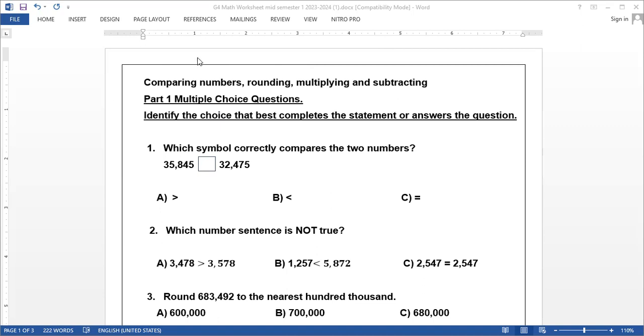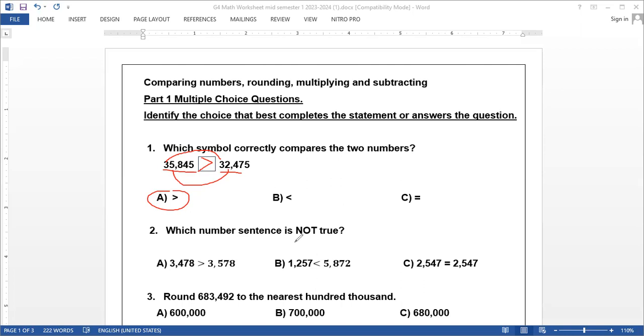Now, in comparing, I have to make sure that I have the same number of digits first of all. Here we have the same number of digits. So here we have 35,845 and here we have 32,475. To compare, you start from the left because on the left you have the strongest digits. You find 3 and 3, then here 2 and 5. So 35 is greater, I don't complete, I just stop and put greater than. So when you compare, you start from the left.